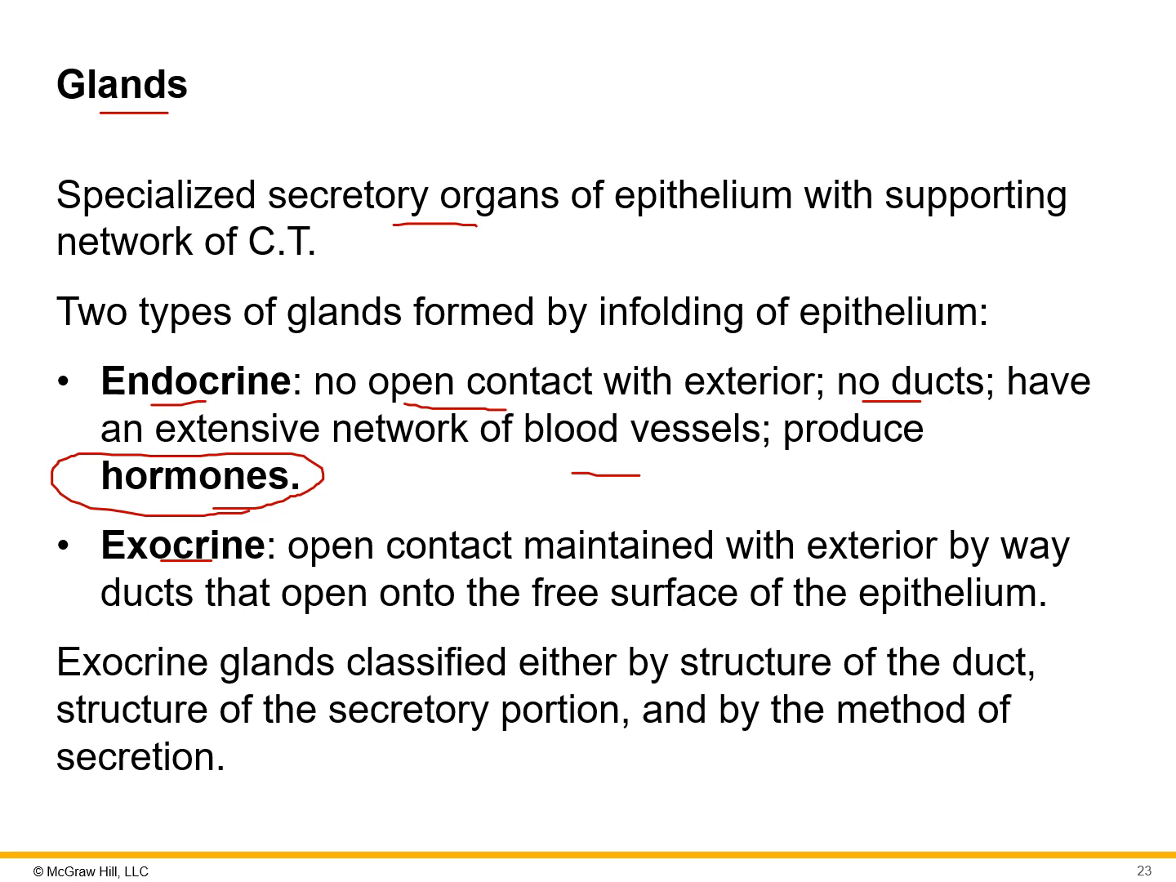Exocrine glands, though, are in open contact with the exterior, so they have ducts moving from within the gland so that they open into the free surface of the epithelium. So again, endo is kind of secluded. Exo, though, is able to reach out using those ducts. And those exocrine glands get classified either by the structure of that duct or the structure of their secretory portion, the part that's actually secreting things, and even sometimes how they're secreting things.